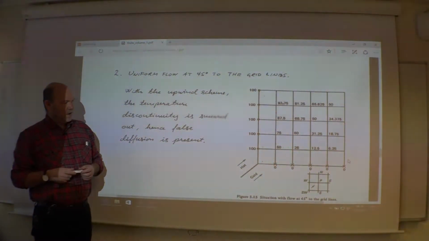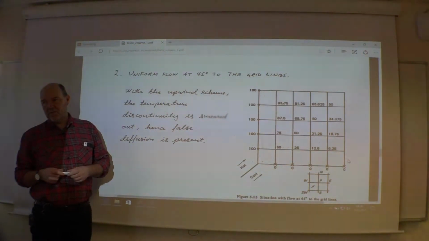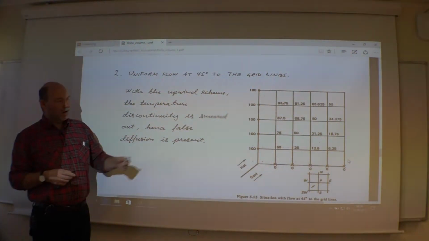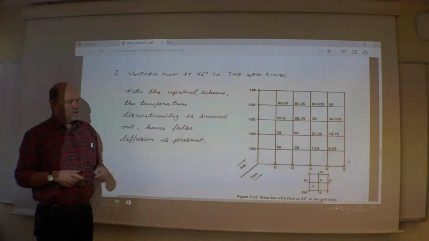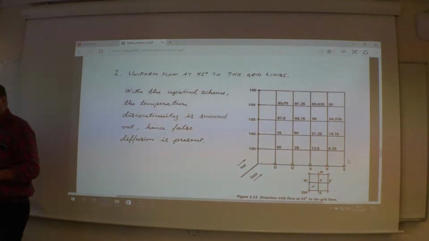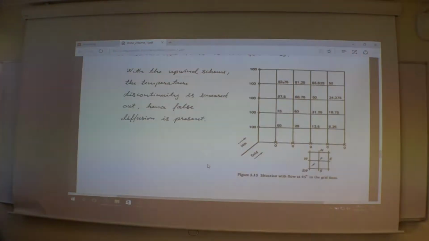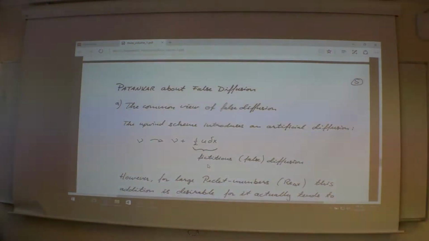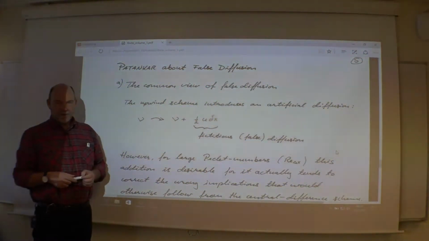I would still say that this is due to the terrible first order upwind scheme, that you get this smearing effect, regardless of the mesh. So I don't buy his arguments completely. You'll see that afterwards when we look at the example from Ferziger. So that was Patankar's idea of what is false diffusion.